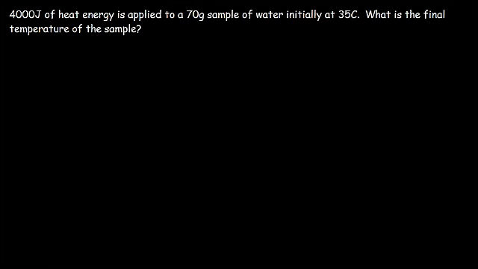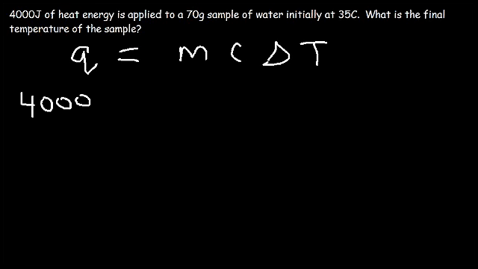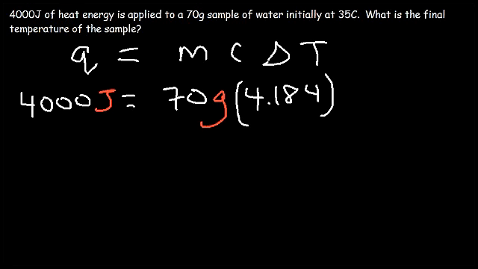Let's try this one. 4,000 joules of heat energy is applied to a 70-gram sample of water initially at 35 degrees Celsius. What is the final temperature of the sample? So let's use the same equation. Q is equal to mc delta T. This time we have the value of Q, and it's 4,000 joules. We have the mass, which is 70 grams. And we know the specific heat capacity of water, 4.184. And delta T is the final temperature minus the initial temperature, which is 35.